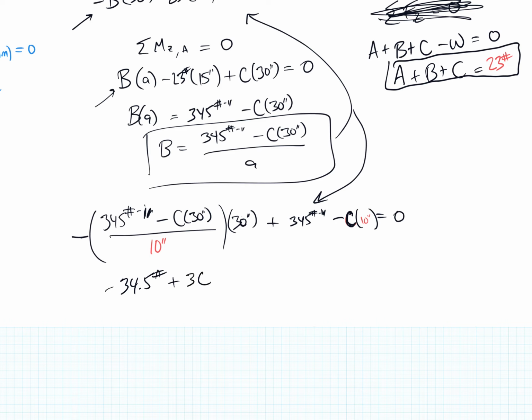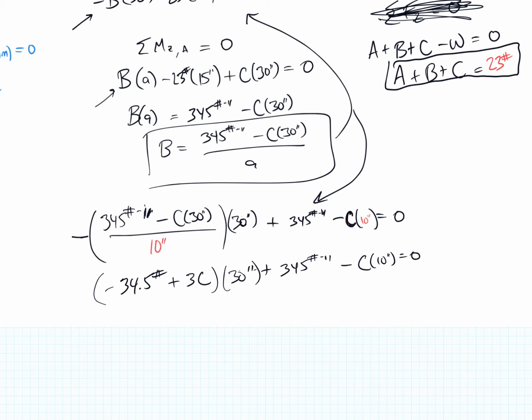3C, all of this is being multiplied by 30 inches, plus 345 pound inches minus C times 10 inches equals 0. What's the quick way to do this? I don't particularly like this very much now, do I? Do you like it? I do not.